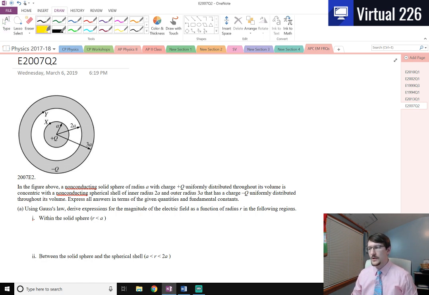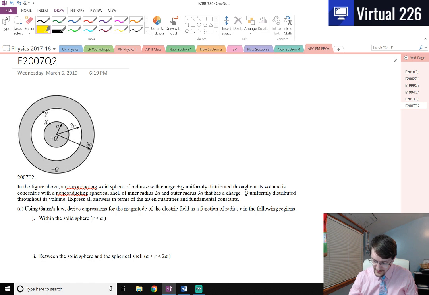So like I said, what we're looking at here is the AP Physics C Electricity and Magnetism 2007 free response question. Specifically, we're looking at question 2 here. And in this question, we actually have a kind of weird setup you normally wouldn't see in the real world, but we can look at it from a physics perspective.